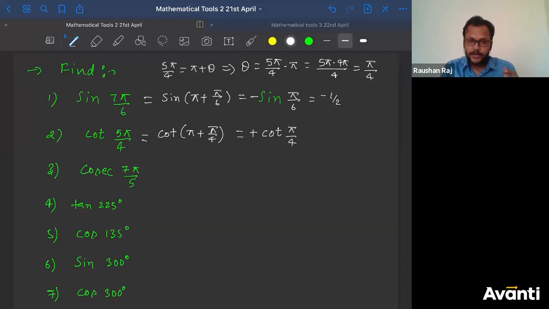Now what is the value of pi by 4? Pi is 180. Divided by 4, 180 by 4 is what? 45 degrees. Very good. So cot of 45 degrees. What is the value of cot 45 degrees? Nothing but 1. So the answer is plus 1. समझ में आया बच्चा लोग?